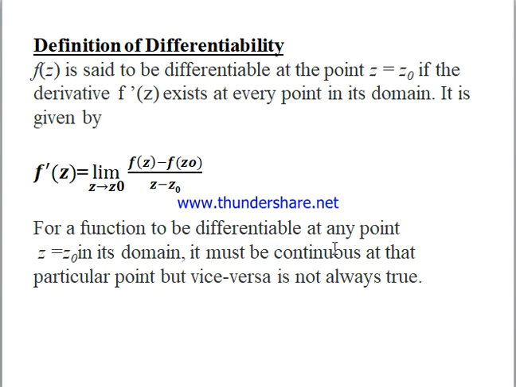Next definition is differentiability. f(z) is said to be differentiable at the point z = z0 if the derivative f'(z) exists at every point in its domain. It is given by f'(z) = limit z tends to z0 [f(z) − f(z0)] / (z − z0) exists. Means that in the given domain at z = z0, this differentiable function exists with the limit, then only the function is differentiable at z = z0.